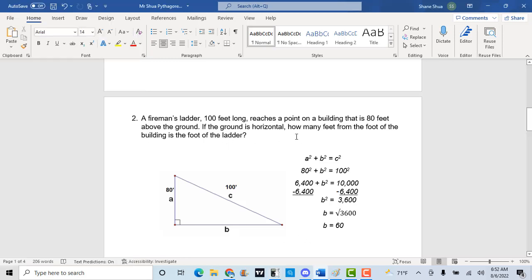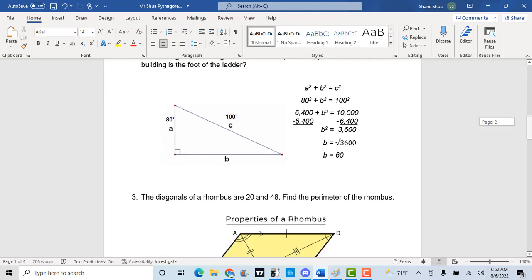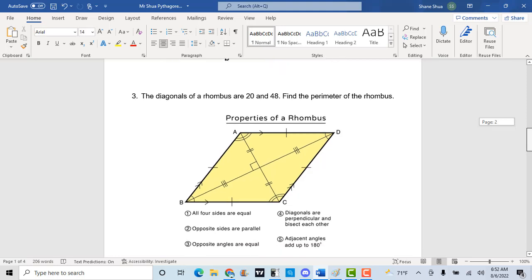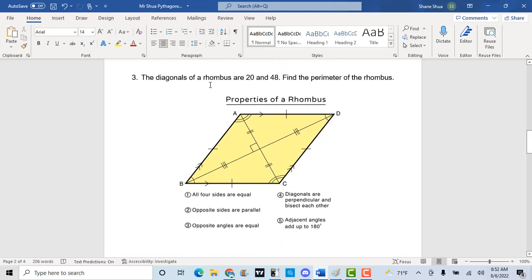So how many feet from the foot of the building is the foot of the ladder? 60. Okay, so again, the Pythagorean theorem makes it simple for us to find out the side length of any side of a right triangle. Now, let's go into one more example. It's going to be a little bit more challenging, but still simple when we use the Pythagorean theorem. All right, so it says here, the diagonals of a rhombus are 20 and 48. Find the perimeter of the rhombus.